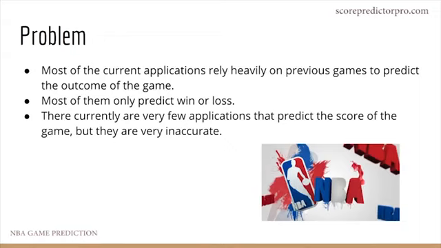So the main problem that we're trying to face is that there are many sports betting applications that allow users to bet money on outcomes of sports. However, most of these applications rely heavily on previous games to predict the outcome of the game. Usually, they predict whether the team will win or not. There aren't that many applications out there that will predict the final score and the deficit that a team wins or loses by.